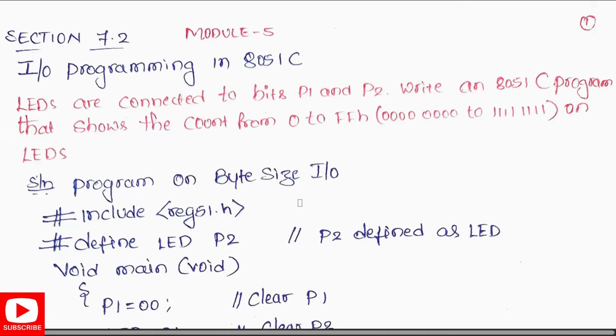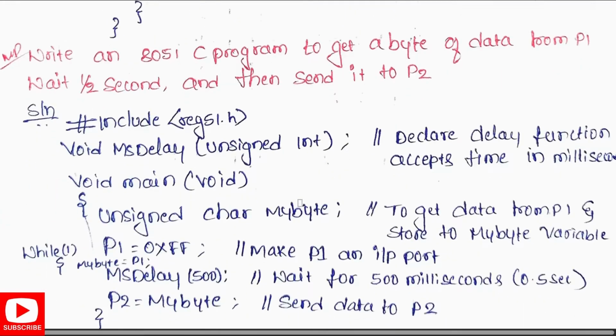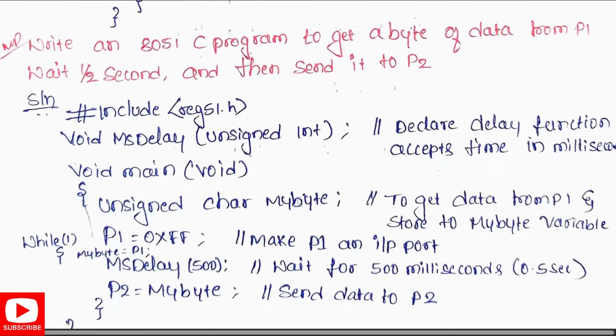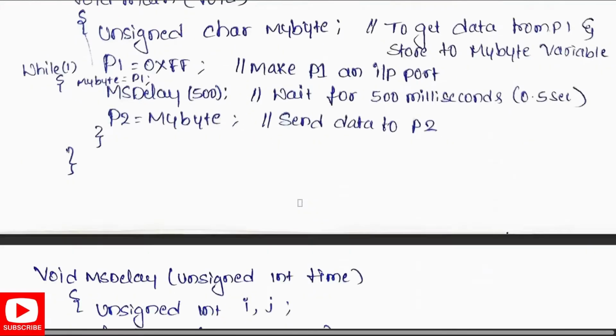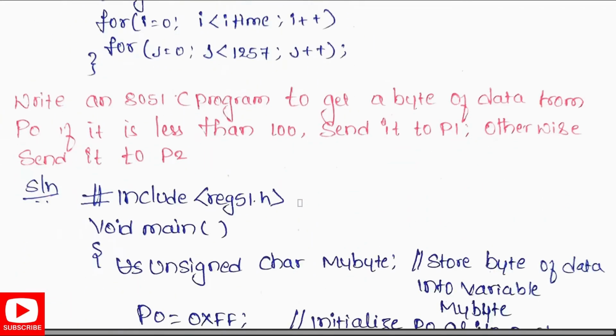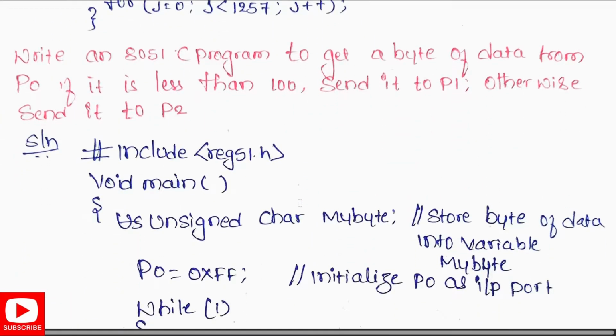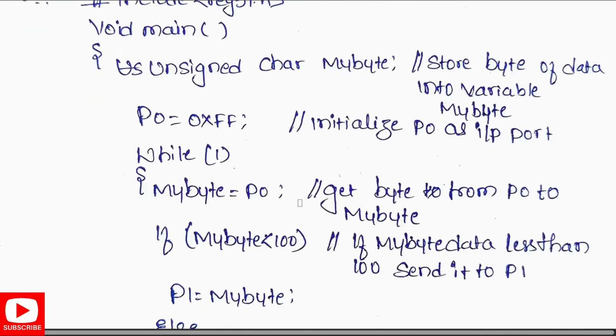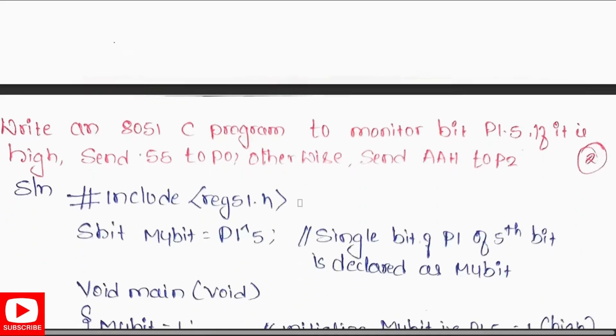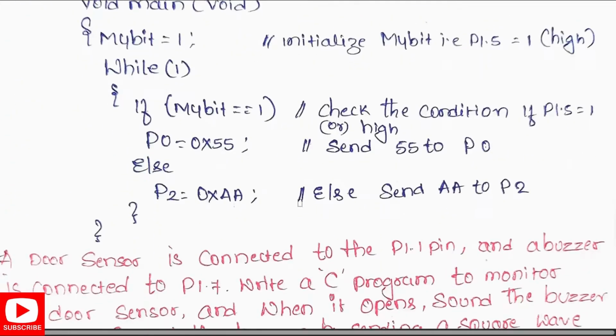Firstly, LEDs are connected to port 1 and port 2. Write the C program that shows a count from 00 to FFH on the LEDs. So this is our C program, and this is for our port 1, it will wait for half a second, and then it will send it to port 2. And this is our C program, where a byte of data from port 0, if it is less than 100, is sent to port 1 or port 2. Then similarly goes with this program.